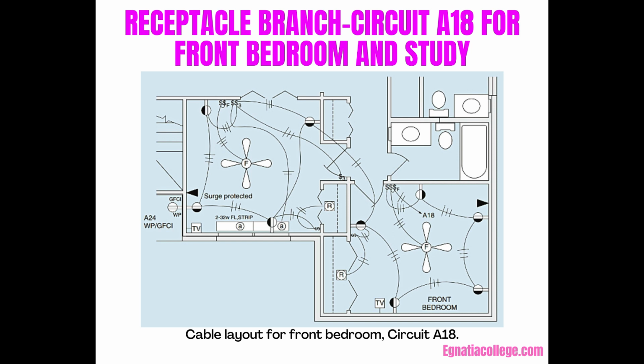The recessed closet light is controlled by a single pole switch outside and to the right of the closet door. The outside weatherproof receptacle outside the study/bedroom is connected to circuit A24. The front bedroom circuit is fed from A18.